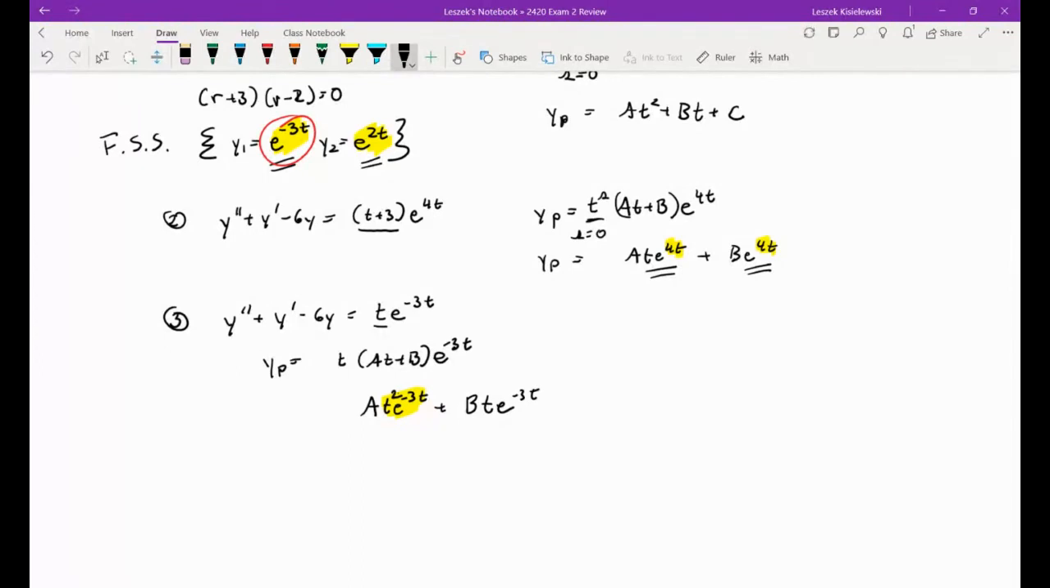Right. So this time, both terms are like one of these exponentials, but they're being multiplied by some power of t, and so these are going to be now linearly independent. So that's going to be the form of our particular solution.